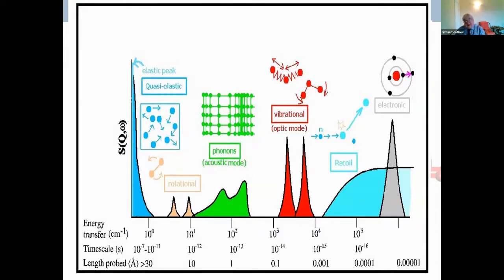Now, if we go a bit deeper into the energy exchange, we can start to excite rotational motion. If we go even further, we can start to excite phonons, cooperative vibrations in solids. And that's a big area of condensed matter physics. A lot of what we know experimentally about lattice dynamics in solids comes from neutron scattering. Go even more deeply, you can excite molecular vibrations, or the optic modes. We'll want to talk more about that. Even deeper, you can excite electronic transitions, and that's a completely separate area.